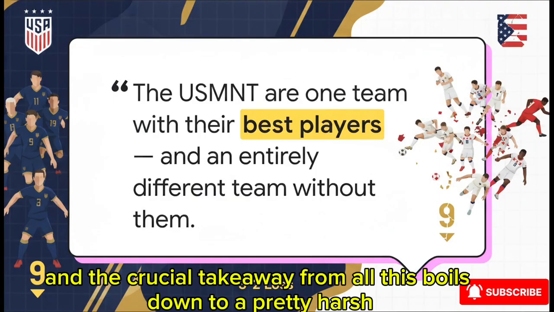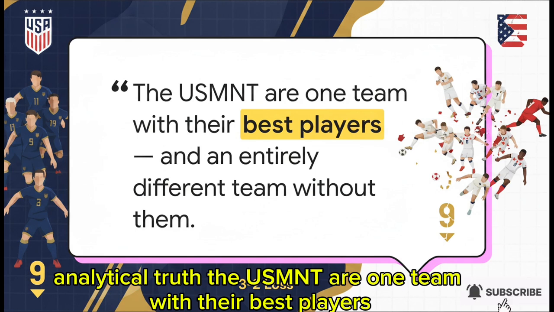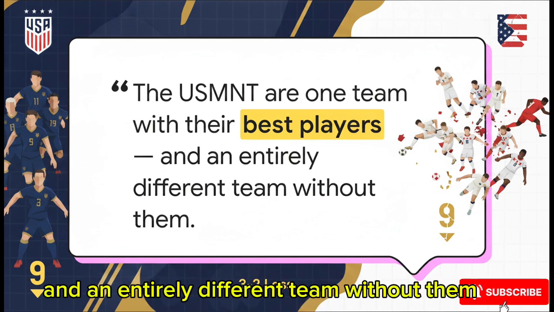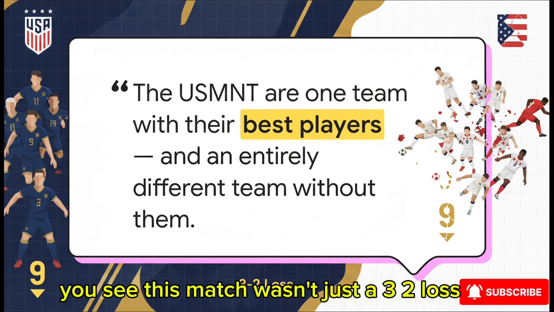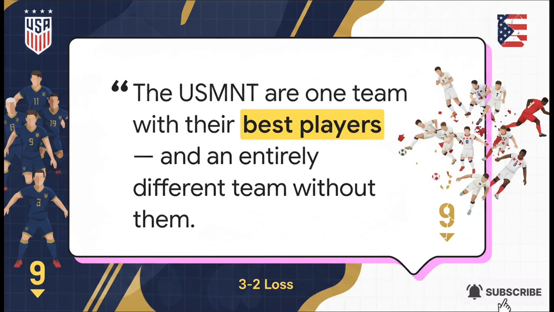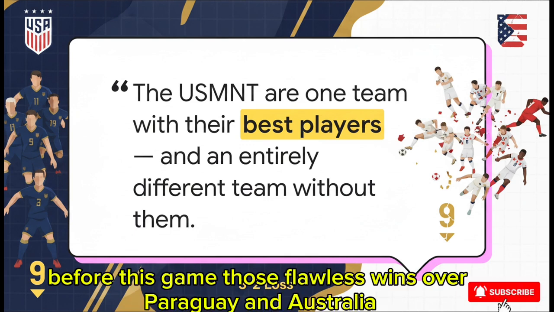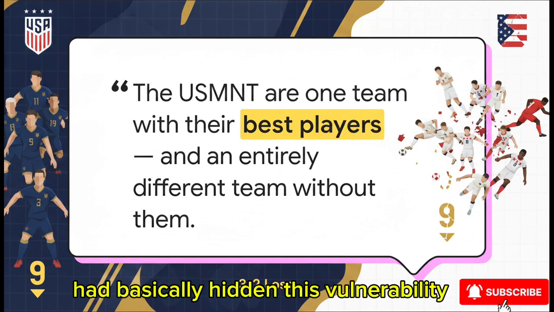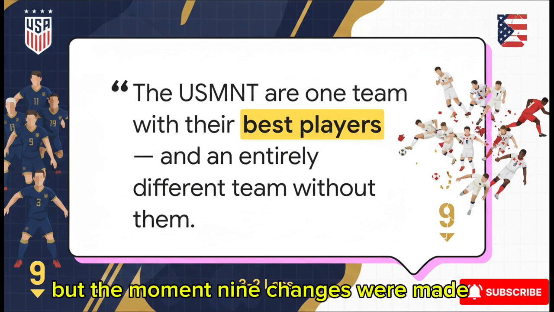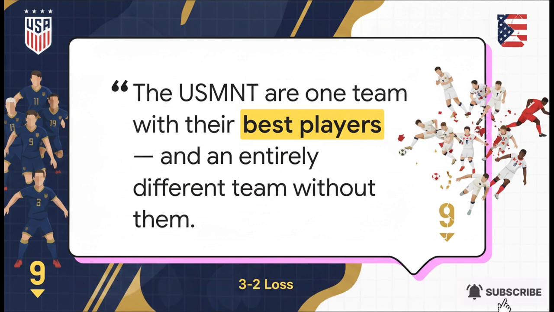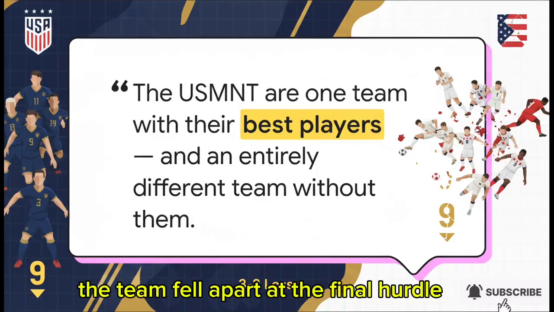And the crucial takeaway from all this boils down to a pretty harsh analytical truth. The USMNT are one team with their best players and an entirely different team without them. You see, this match wasn't just a 3-2 loss. It was a stark wake-up call that exposed a severe lack of bench depth. Before this game, those flawless wins over Paraguay and Australia had basically hidden this vulnerability. But the moment 9 changes were made, the team fell apart at the final hurdle.